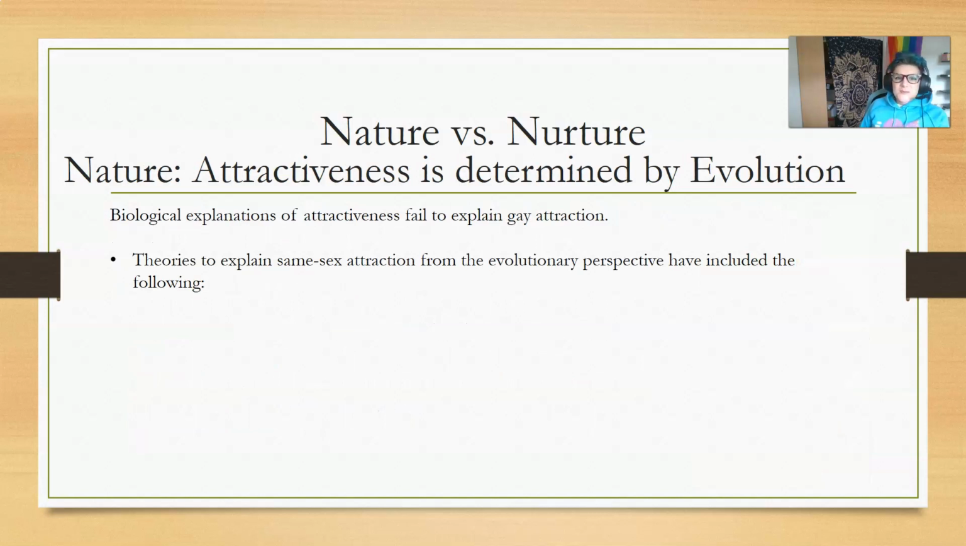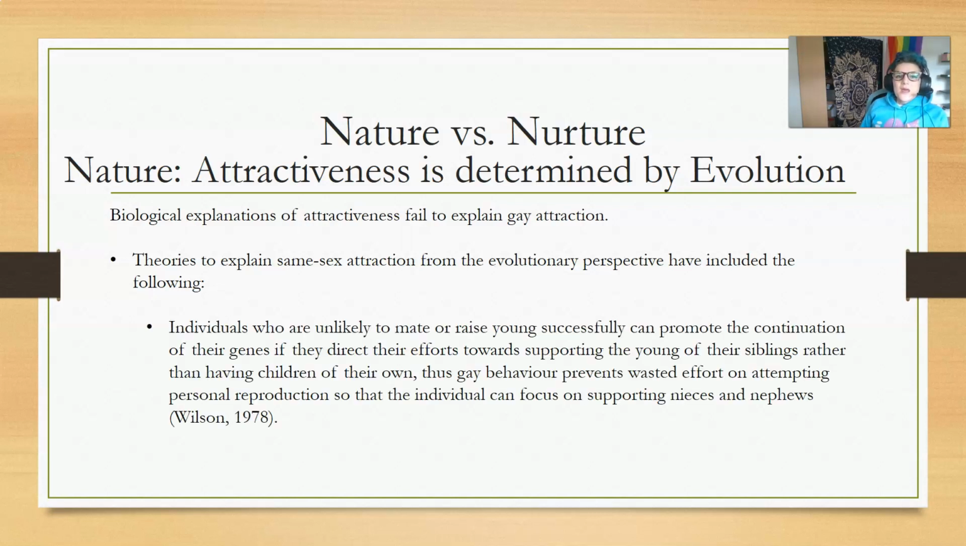So these biological explanations of attractiveness fail to explain gay attraction. Theories to explain same-sex attraction from the evolutionary perspective have included the following. Individuals who are unlikely to mate or raise young successfully can promote the continuation of their genes if they direct their efforts towards supporting the young of their siblings rather than having children of their own, and thus gay behaviour prevents wasted efforts on attempting personal reproduction so that the individual can focus on supporting their nieces and nephews.